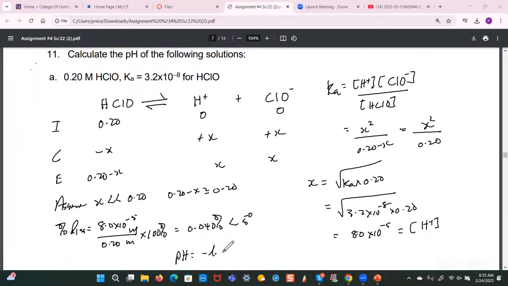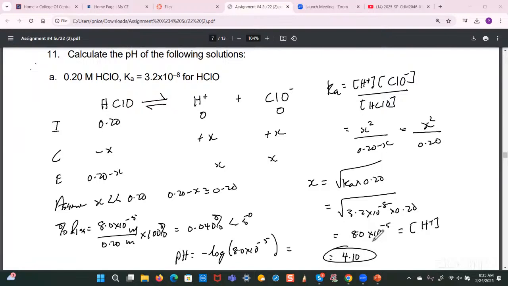Minus log of? 8.0, exactly, 8.0 times 10 to the minus 5. So let's see what that gives. Log of 8.0 times 10 to the minus 5, and then the minus. So my answer is 4.10, because you have to round off to 2 decimal places, since this is 2 sig figs. So that's the answer. Again, please check to make sure I'm doing the right thing, because I could be wrong. Okay, any questions about this one?